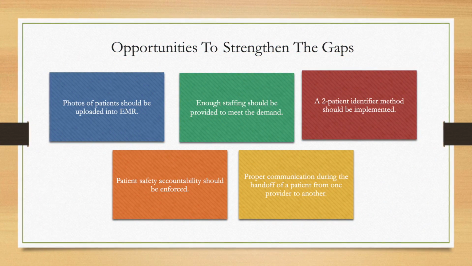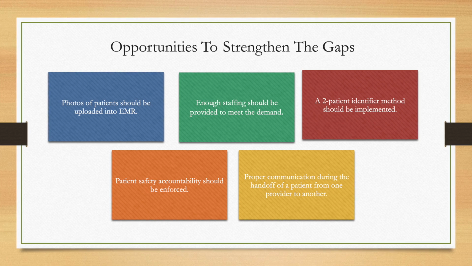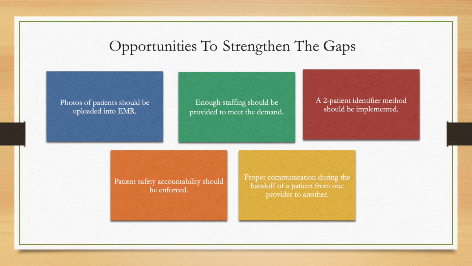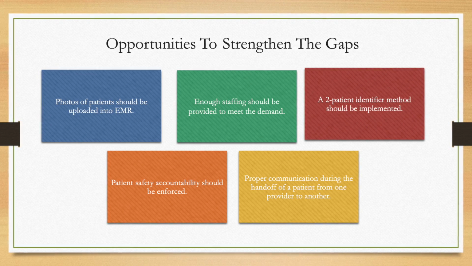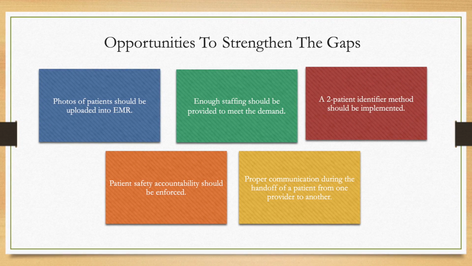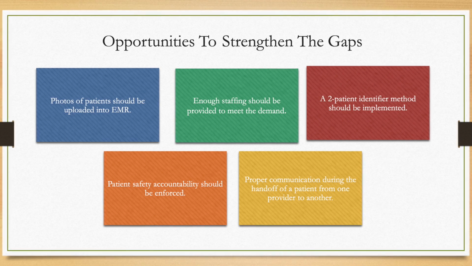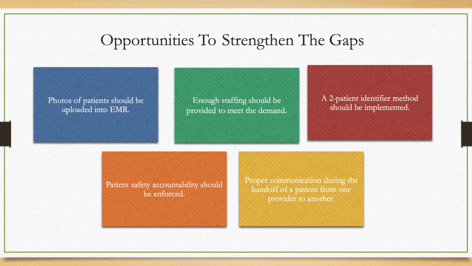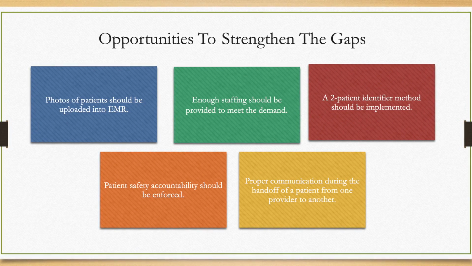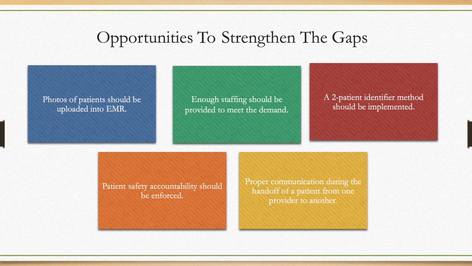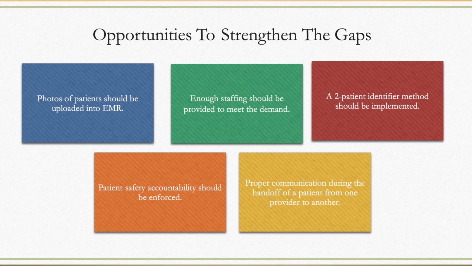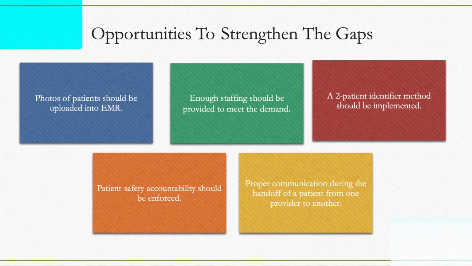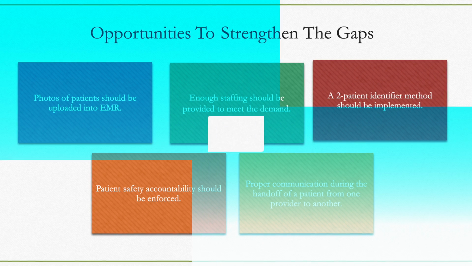Opportunities to strengthen the gaps. Number 1, photos of patients should be uploaded into EMR. Number 2, enough staffing should be provided to meet the demand. Number 3, a two-patient identifier method should be implemented. Number 4, patient safety accountability should be enforced. And number 5, proper communication during the handoff of a patient from one provider to another.